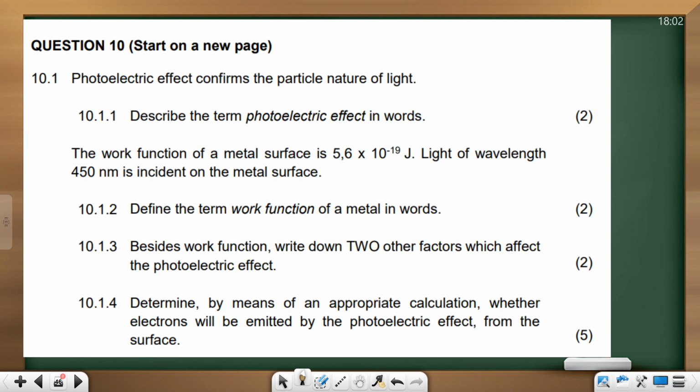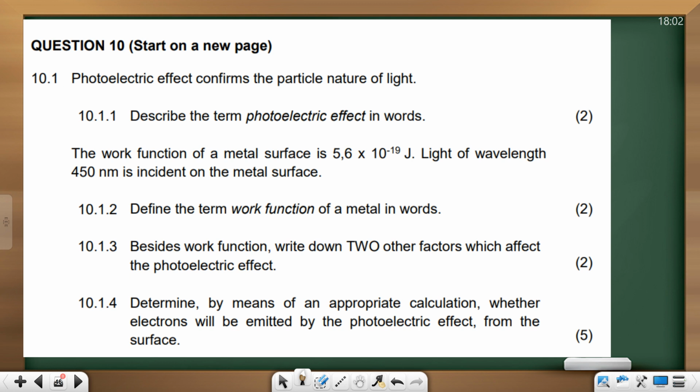Why? When intensity is high, we expect more electrons to be released. Number two, energy of the light. Why? If you're using energy lesser than the work function, you know what we said? Window shopping. We're window shopping. Okay. All right.